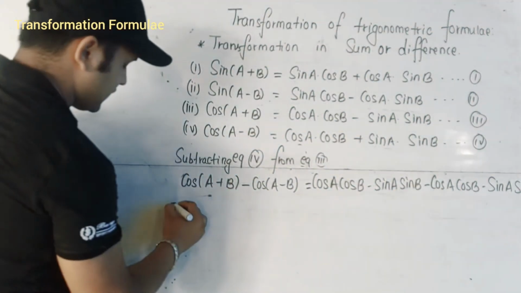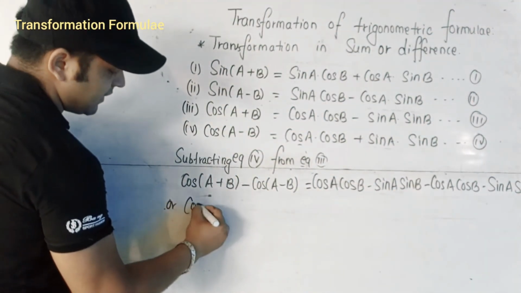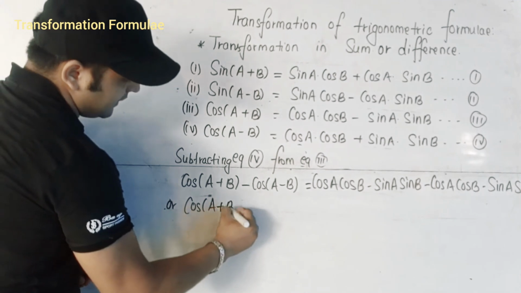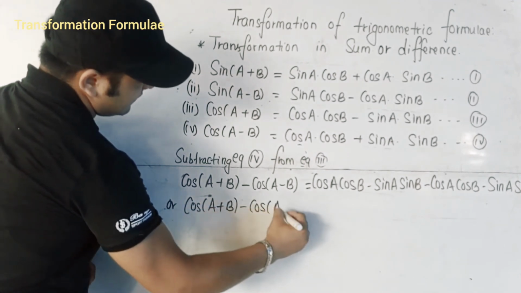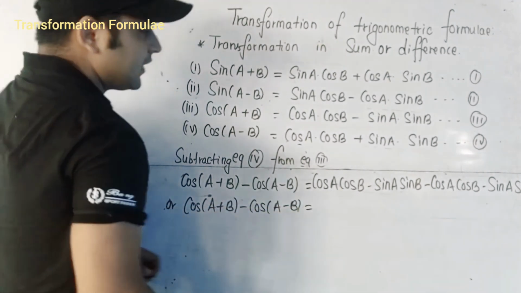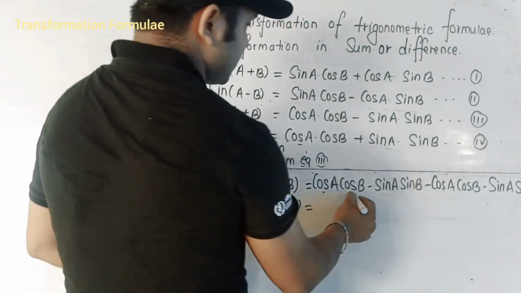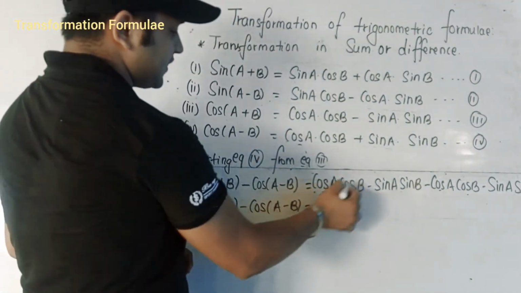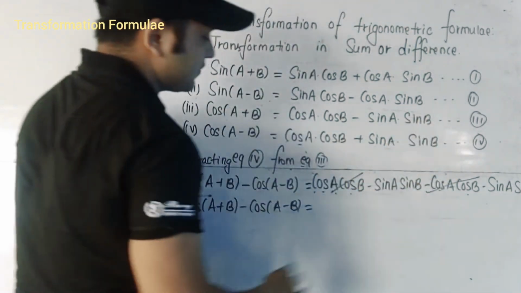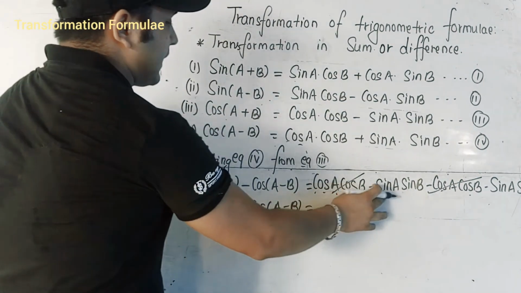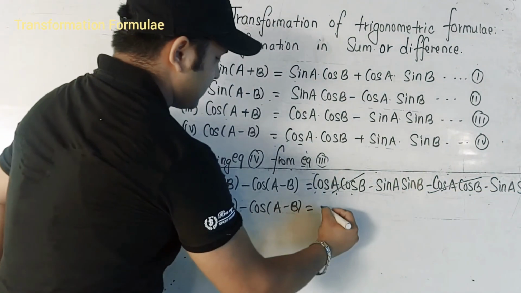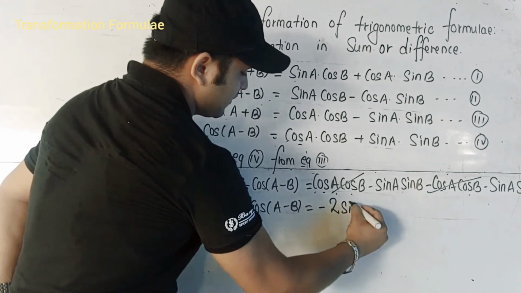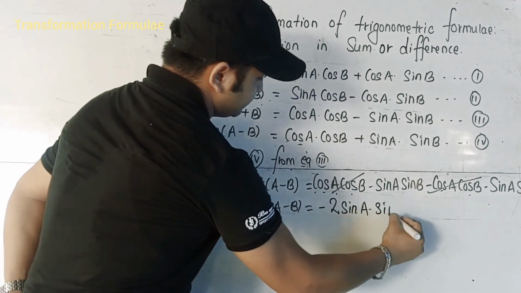Now you can see the terms here, cos A into cos B and minus cos A into cos B become cancelled. Now we have minus sin A into sin B minus sin A into sin B, which can be written as minus 2 sin A into sin B.